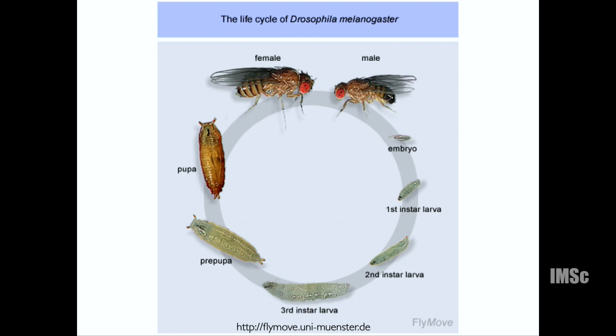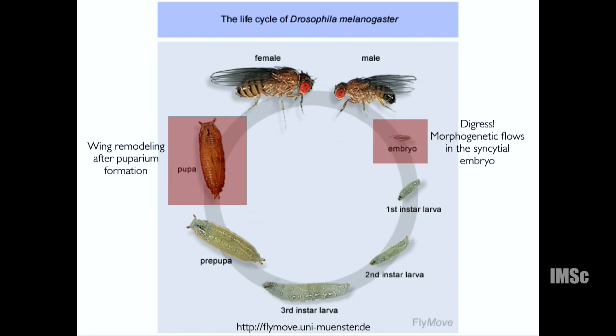Okay, very quickly. What I discussed mainly is a very old work where we were looking at the wing remodeling, and we had been recently looking at morphogenetic flows in the syncytial embryo in Drosophila. Now, I think Mithun has already introduced the formation of the bicoid gradient during his lecture, right?